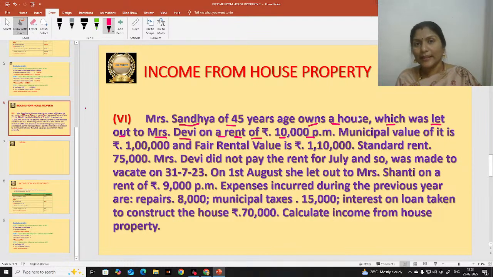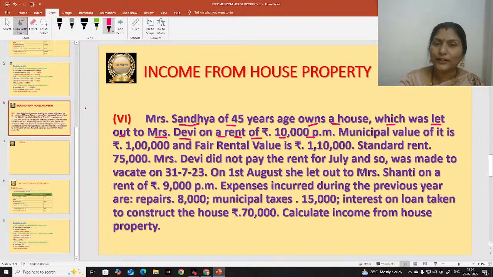But that should be taken for the full 1 year, because we are going to calculate income from house property for the full 1 year. How much she is collecting during the previous year, that we are calculating in the assessment year. So 10,000 per month, that is actual rental value. For 1 month they have given, we should take it for 1 year. Let us see whether she is collecting full rent or not. How much rent she collects, that should be taken. So 10,000 per month. Notice that.